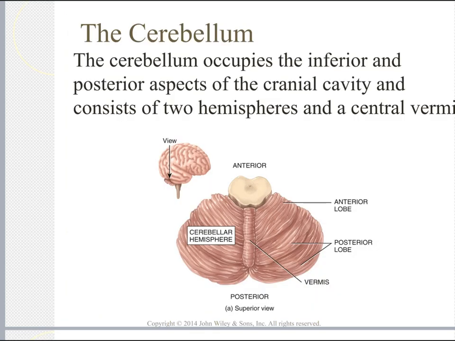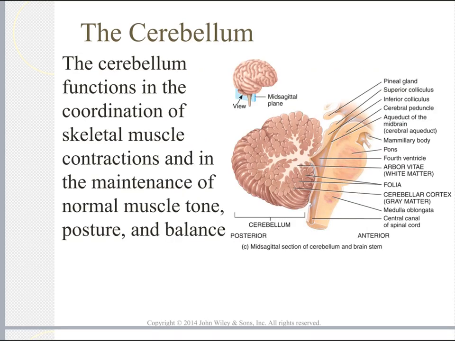The next part of the brain we're going to look at is the cerebellum. The cerebellum is going to occupy the inferior and posterior aspects of the cranial cavity and consists of two hemispheres and a central vermis. So we can see that vermis right here. We have our two hemispheres on this side and this side, separated by two lobes, an anterior lobe and a posterior lobe. We'll look at a cross-sectional cut to work through some parts of this brain.